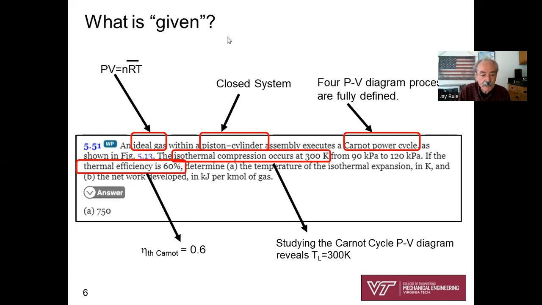Okay, so let's see what's given. Ideal gas, that gives us the equation of state, the ideal gas equation of state. We're given that we have a closed system. The Carnot power cycle gives us 4 very special reversible processes, so the 4 processes are fully defined. We're also given isothermal compression, and we're going to look at the PV diagram to see that what that discloses is that T sub L is 300 K. And then a thermal efficiency of 60%. We know that's going to be a key in solving this problem, parts A and B.